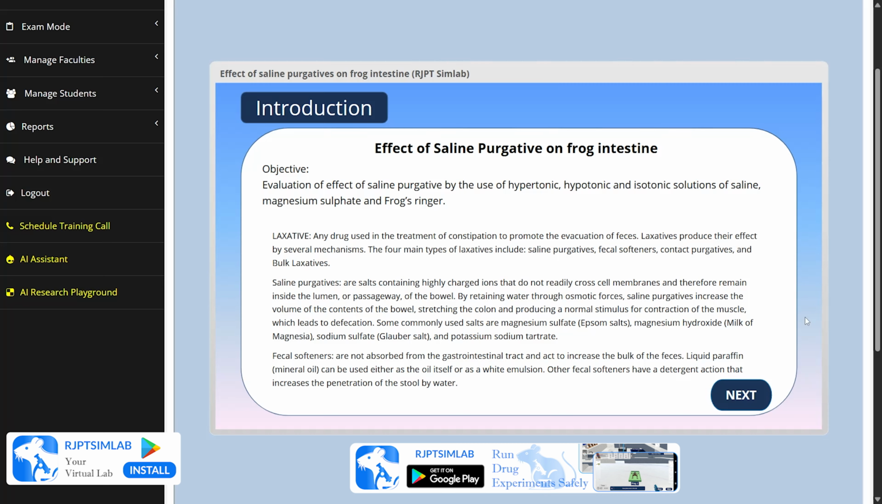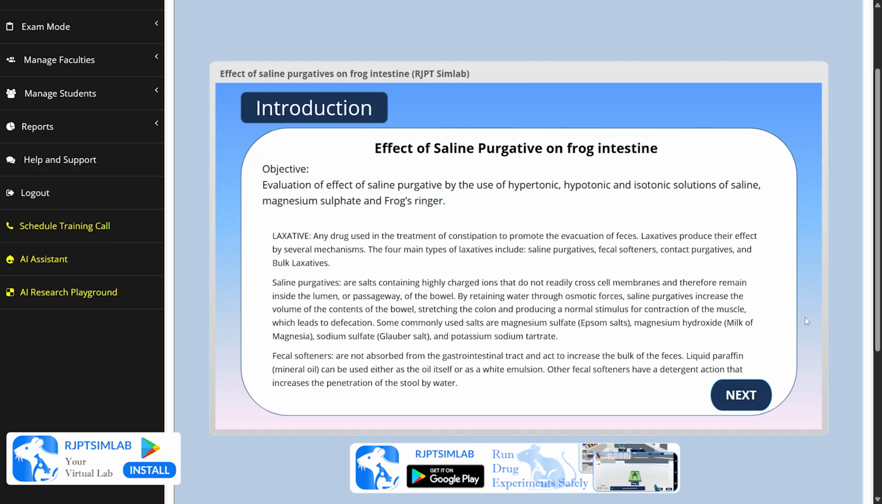And what is a hypotonic solution? A hypotonic solution is any solution that has a lower solute concentration and a higher water concentration. It's just the opposite of a hypertonic solution. A hypertonic solution contains a higher concentration of solute particles and a lower concentration of water, and a hypotonic solution contains a lower concentration of solute particles and a higher concentration of water molecules. It's just the opposite. And now, what is an isotonic solution?